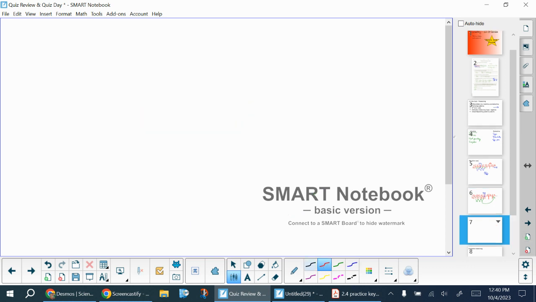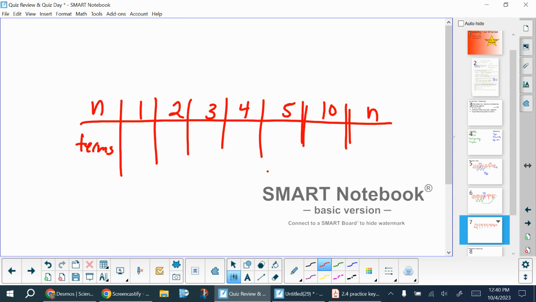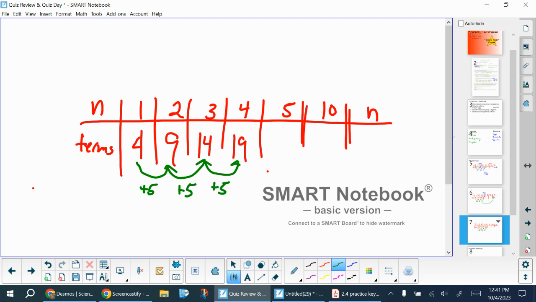And then kind of the most complicated one that I really want everybody to be able to do. 1, 2, 3, 4, 5, 10, n. It will really all look like that, I promise. So if I had something like, I'm going to keep this pretty straightforward, if I had 4, 9, 14, 19, like that. So here, you can see if I look at what my common difference is each time, 4 plus 5 is 9, 9 plus 5 is 14, 14 plus 5 is 19. So I know I have a 5n. My next one would be 25, by the way.